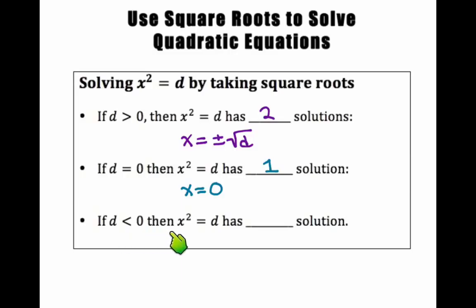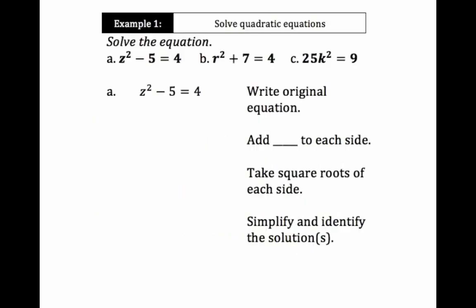If d is less than 0, then x squared equals d. If you had x squared equals negative 5, what happened to your solutions? Right, you had 0 solutions. There is no real solution to that. And if you really want to be a stickler, you could say there's no real solution. There are imaginary numbers, but we're not there yet. So if d is a negative number, then there is no real solution. So let's move on.